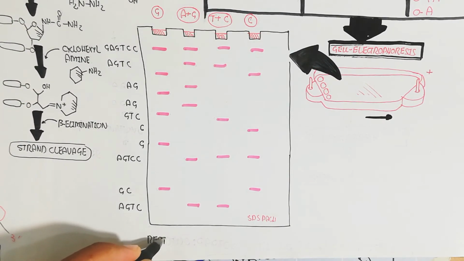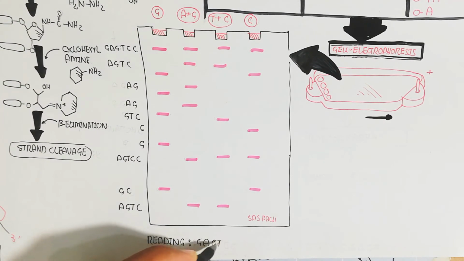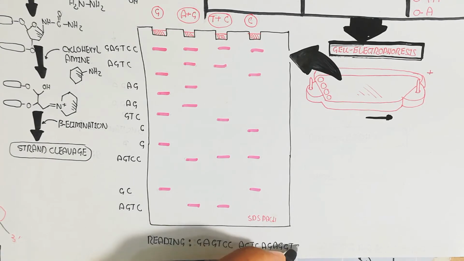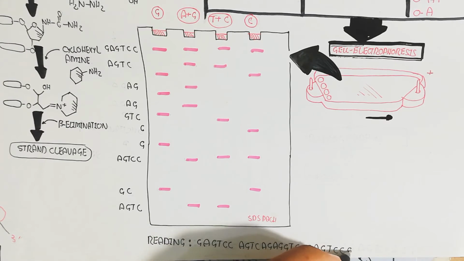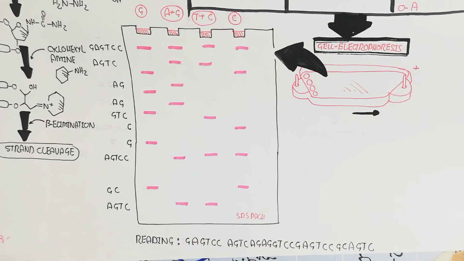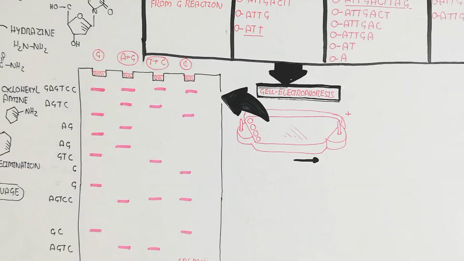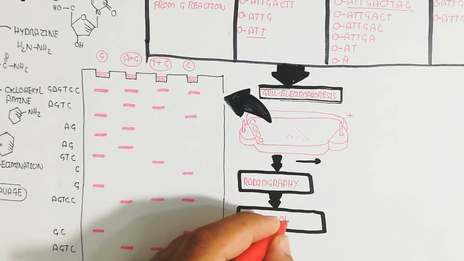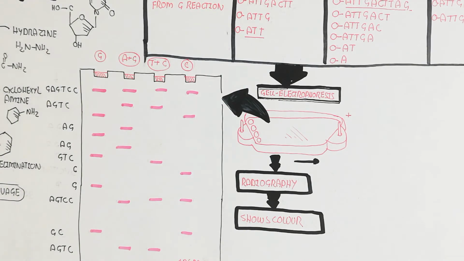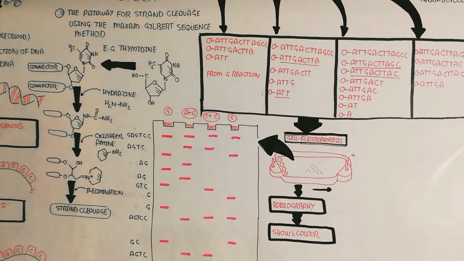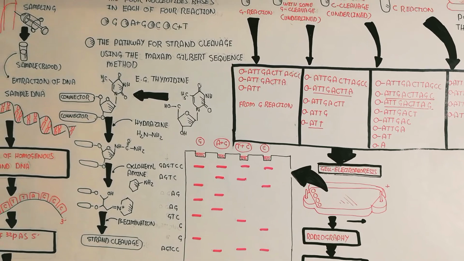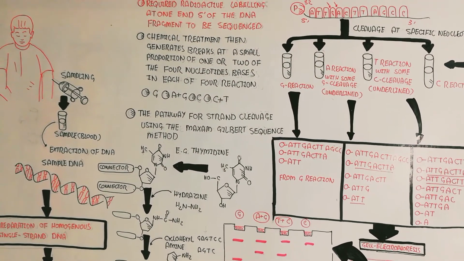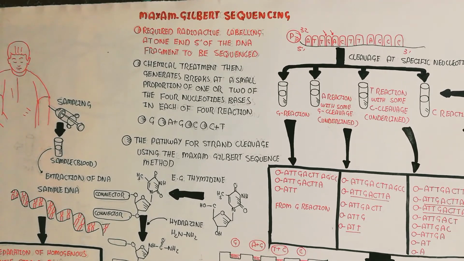We can read the segments from the top to the bottom, downward. Here you can see, this is the reading and this is the sequence. That is known as Maxam-Gilbert sequencing through radiography, which shows bands so that we can identify where the G, A and other bases are present. This is basically how it is used for DNA sequencing.